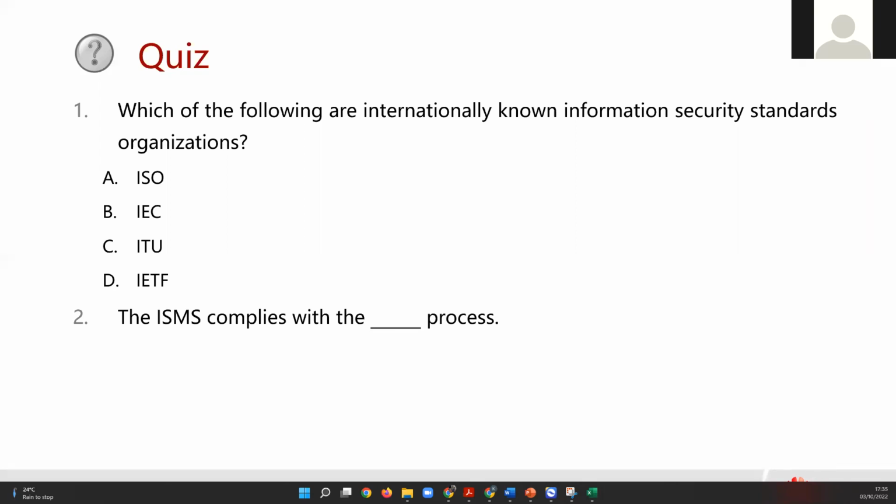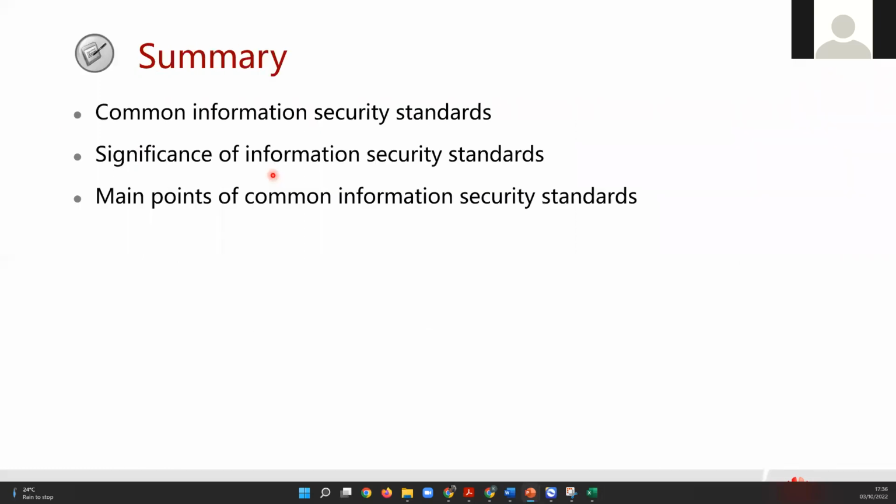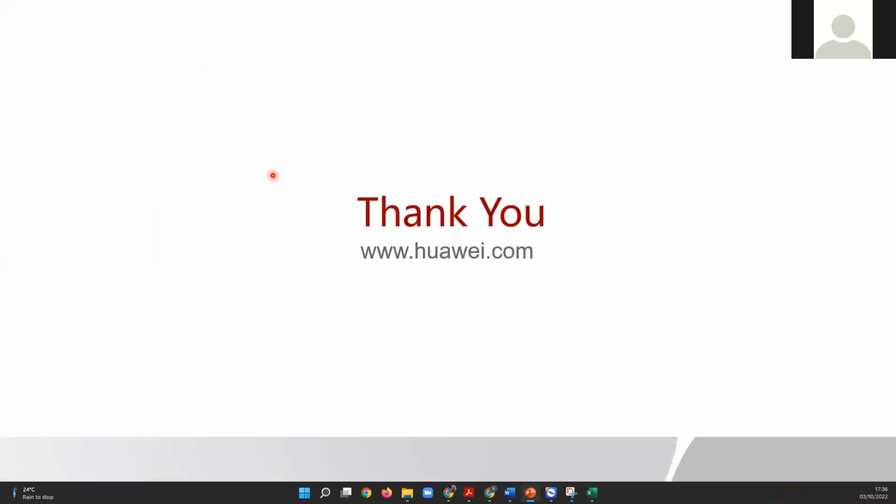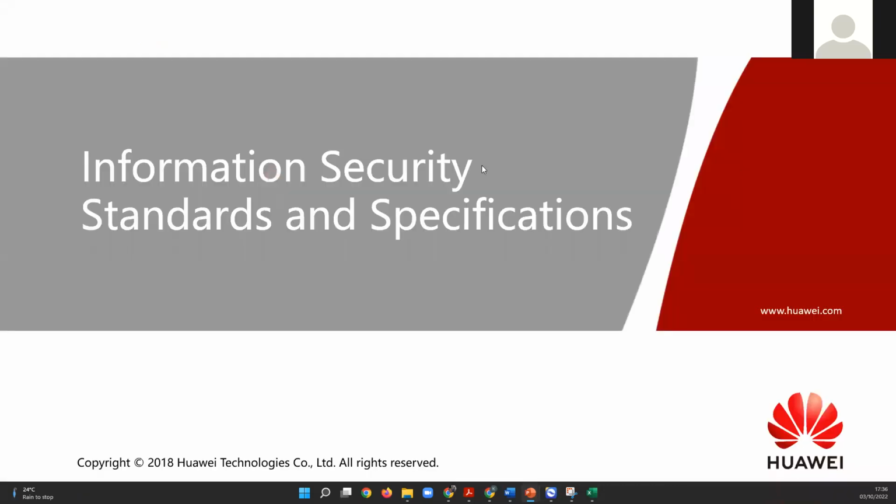Then let's go to the next one: the ISMS complies with what process? I said it. That is why it is there in the quiz. It gets you to know what each standard is. Yes, it is the PDCA. And what is PDCA? Plan, do, check, act or action, whichever you say is fine. Planning, doing, checking, and acting. So that is the whole process around it. And yeah, I think we've covered the information security standards, some of the common ones, and you're done with that one. So I think we can move to something else.